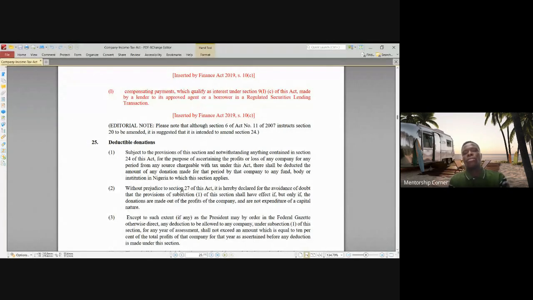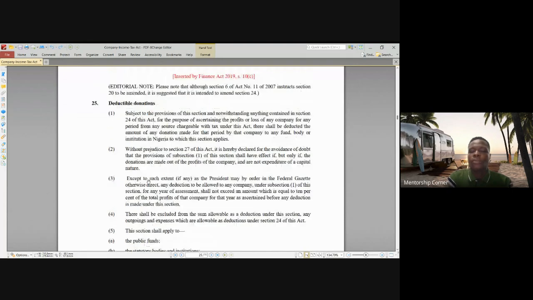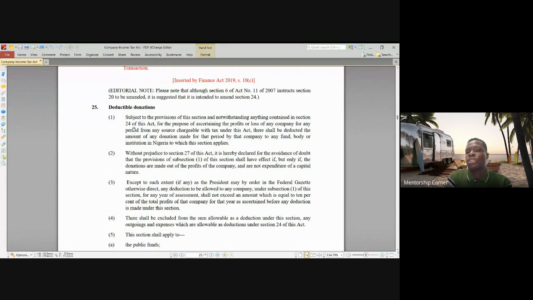So I want to just finish this part before we go on the break so that we won't miss anything. So deductible donations, basically donations that you give out to your employees, donations you give out to the public, donations you give out to the government in some instances. So what are the guidelines surrounding them?